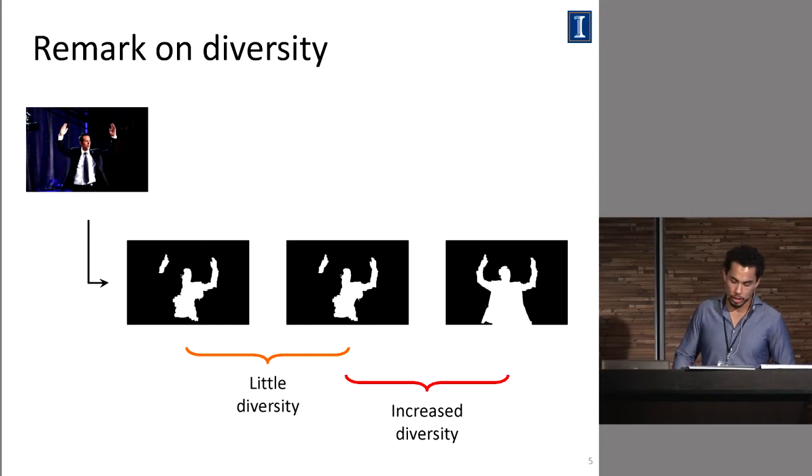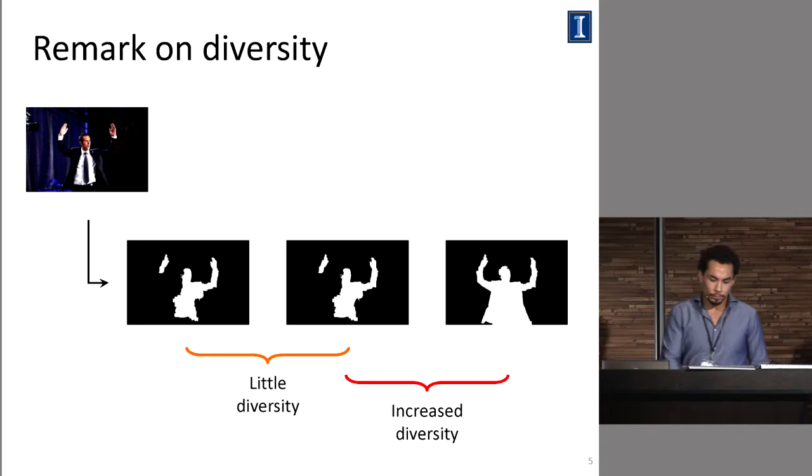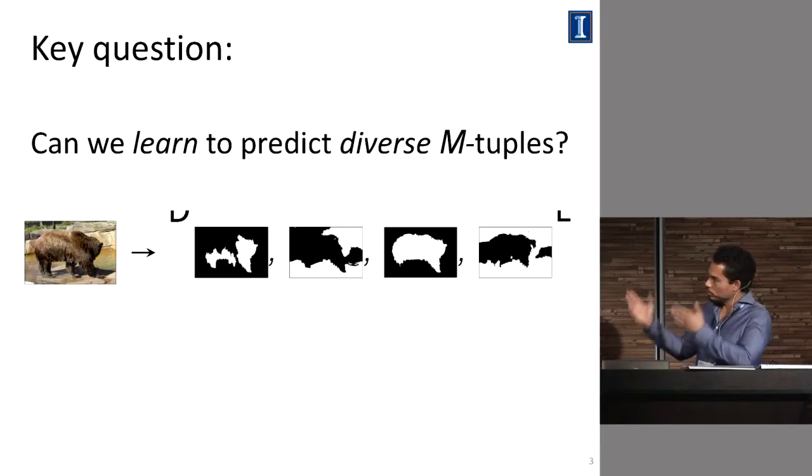So sometimes it's just easier to speak of relative diversity. Something is more diverse than the other. And again, our task is outputting a fixed tuple of diverse structured labels.